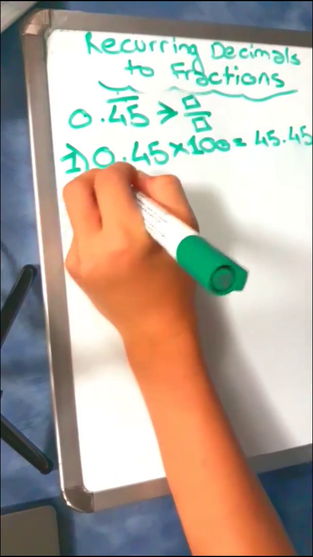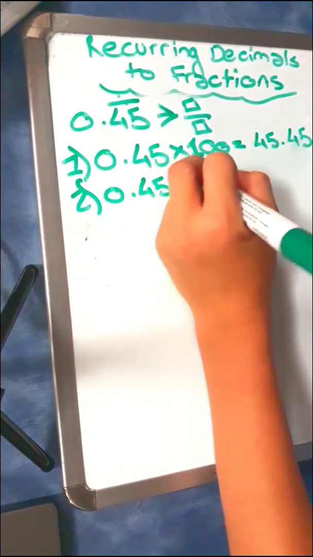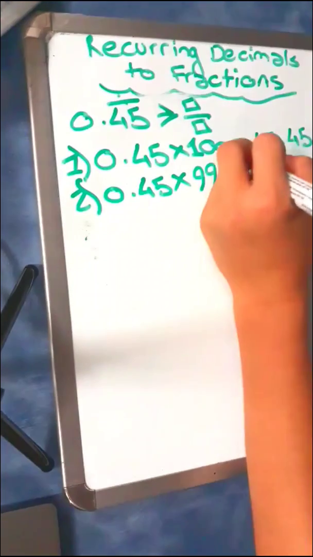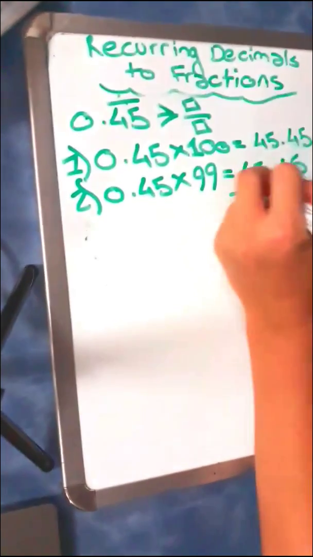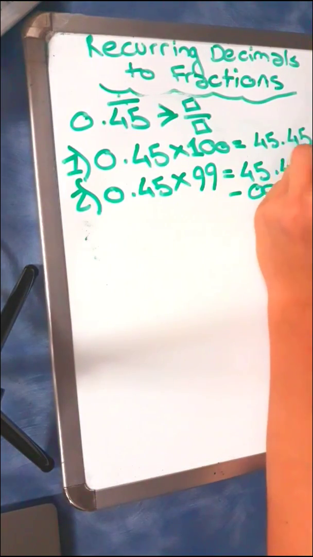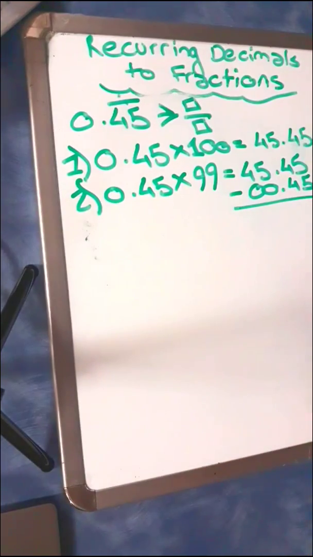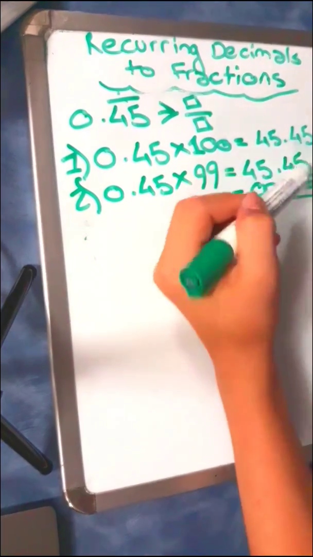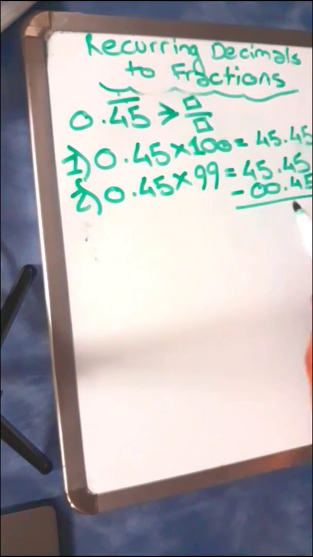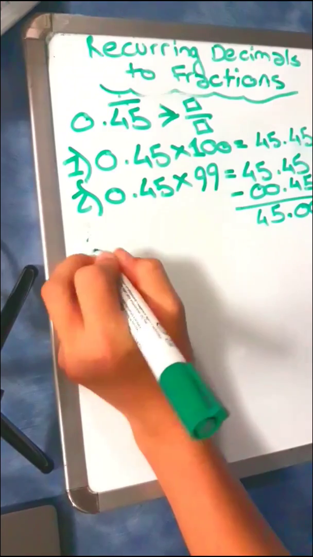Step 2 is that times 99. So that would be 45.45. Take away 0.45. Now you don't need to put those zeros in. I just like it there to remind me that I need to take away only in those 2 places rather than there as well. So that brings us to 45.